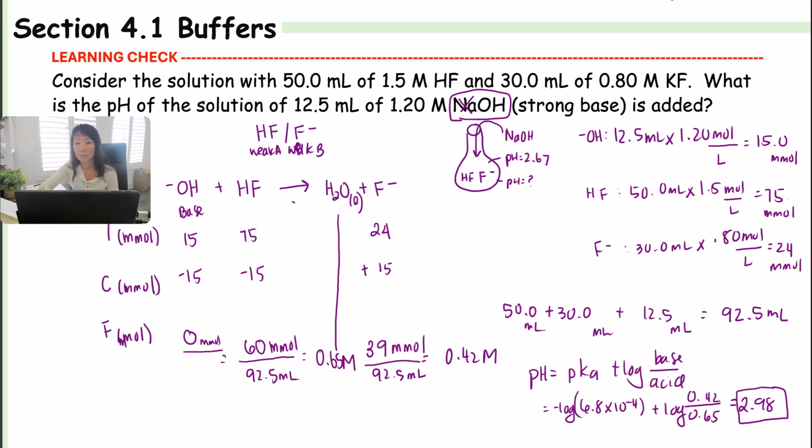The final pH is 2.98. Well, initially the pH was 2.67. Now that base has been added, it's 2.98. There has been a change in which the base allowed the pH to rise, but not too high because it's in a buffered solution.